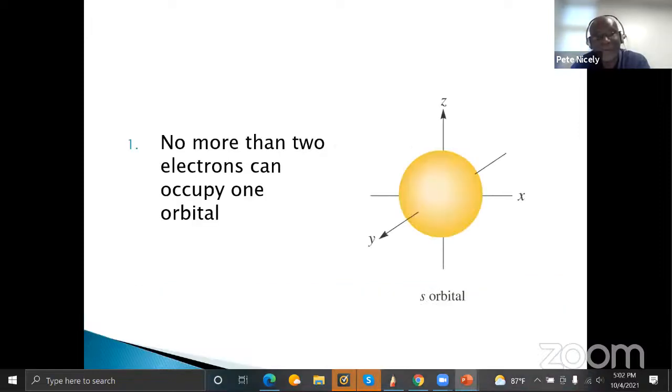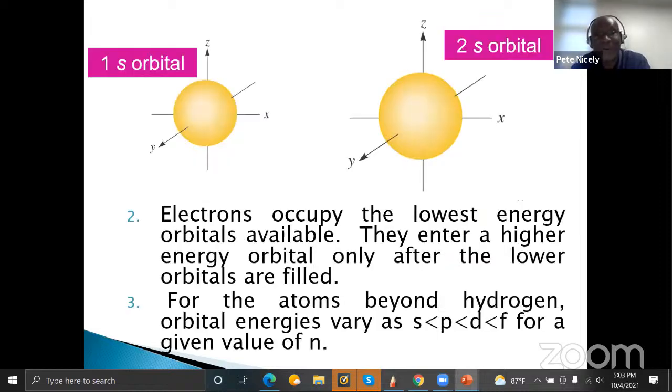So the first guideline here is something that we met before. The fact is that any particular orbital can have no more than 2 electrons present. And those electrons must be spinning in opposite directions, right? So if you have an s orbital, you can have a maximum of 2 electrons and no more, all right? And that is true also for any other orbital.